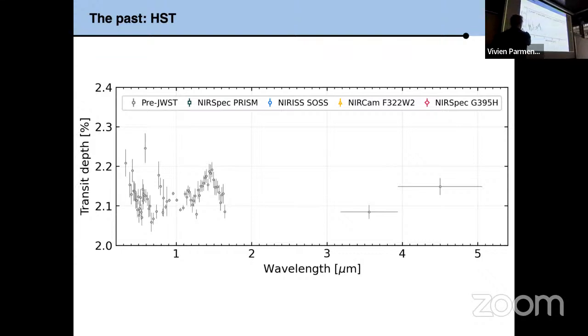So this is the transit spectrum. How big is the planet as a function of wavelength? This is the Hubble data, the STIS. This is the HST WFC3 data. This was the Spitzer data. And that's what our science has been for 20 years. Okay? It was hard.